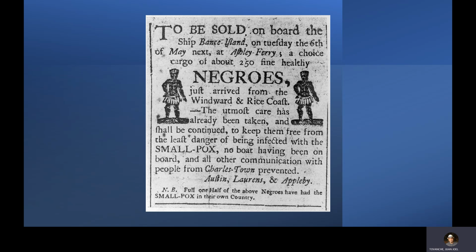To get to a couple more interesting points, what do we know about the people that were considered human cargo? What have been their experiences so far? We know that they're going to be sold at Ashley Ferry. But where do they come from? Look at where they come from. It looks like the Windward and Rice Coast. Now, if you do a little bit of research on that, you'll find that the Windward and Rice Coasts were really, it just means the coast of West Africa, but particularly rice growing regions. Okay, so this is where they're from.